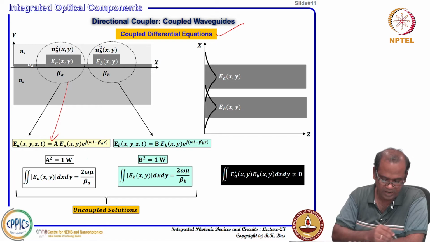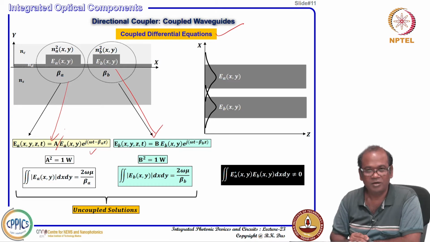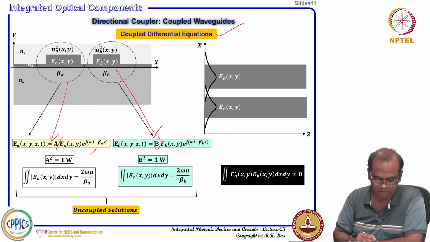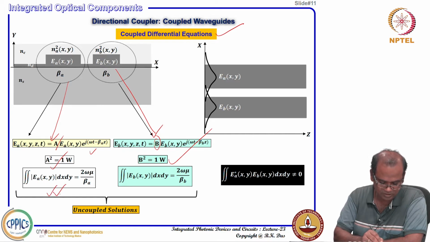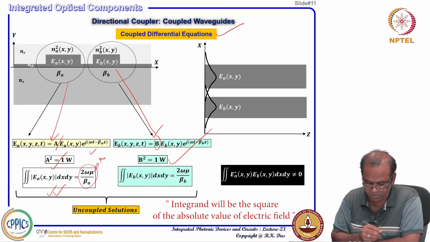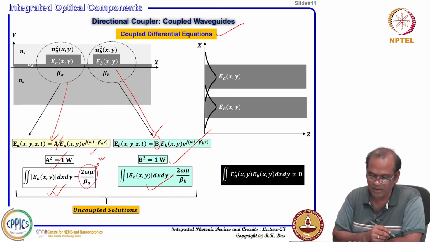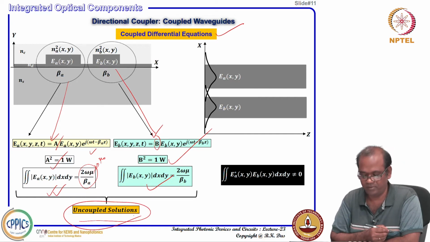Individually, waveguide A gives this solution. Individually, waveguide B gives this solution. A is a normalization constant, B is a normalization constant, A squared equal to 1 watt, B squared equal to 1 watt, they can each carry 1 watt. According to the normalization for waveguide A, EA star multiplied by EA will be 2 omega mu by beta A. Of course, if it is a non-magnetic material, you can always consider mu naught, that is fine. Similarly for mode B. When they are not coupled, this is good, we can write the uncoupled solutions, right.